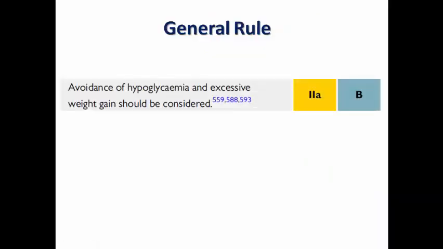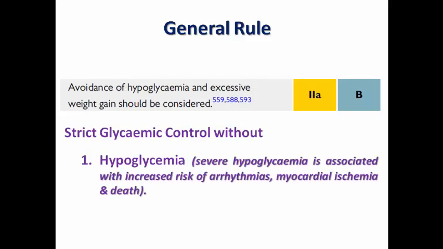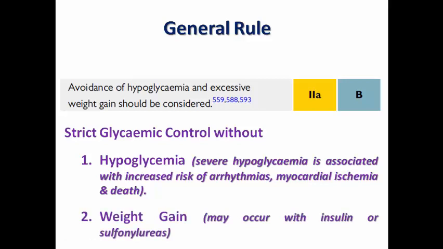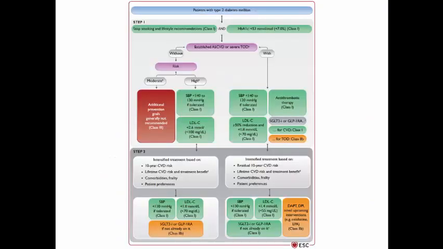So the general rule is that we need to avoid hypoglycemia and excessive weight gain during treatment of diabetes, because hypoglycemia is associated with increased risk of arrhythmias, myocardial ischemia and death, and weight gain may occur with insulin or sulphonylurea due to the anabolic effect of insulin. So in this famous diagram in patients with type 2 diabetes, after advising the patient regarding smoking cessation and lifestyle recommendation, we have a target hemoglobin A1C in general less than 7%.